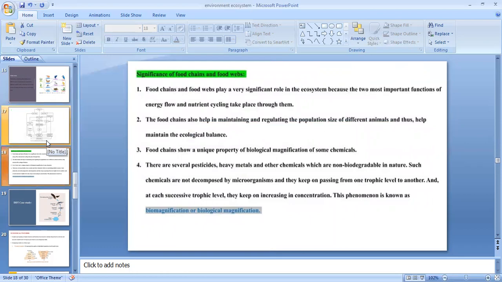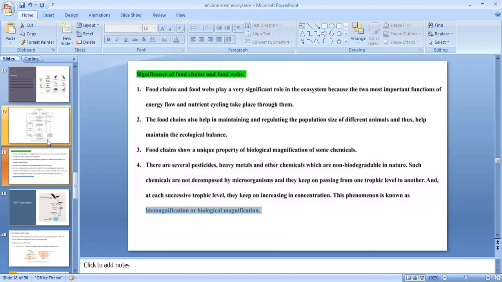Significance of food chains and food webs. First, food chains and food webs play a very significant role in the ecosystem because the two most important functions of energy flow and nutrient cycling take place through them. Second, food chains also help in maintaining and regulating the population size of different animals and thus help maintain the ecological balance.